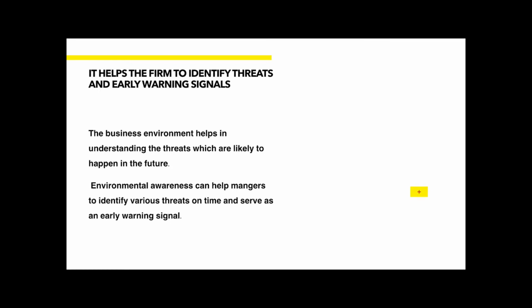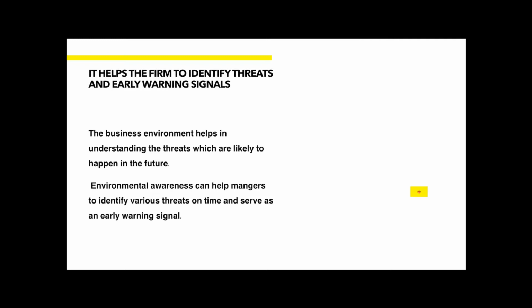The second importance: it helps the firm to identify threats and early warning signals. In the first point, we understood the opportunities. The second one is the threat for the business, which is very dangerous and at the same time an alarming signal. It's a buzz that goes on. Be cautious. Let's see what this point tells us. The business environment helps in understanding the threats which are likely to happen in future. Environmental awareness can help managers identify various threats on time and serve as an early warning signal.